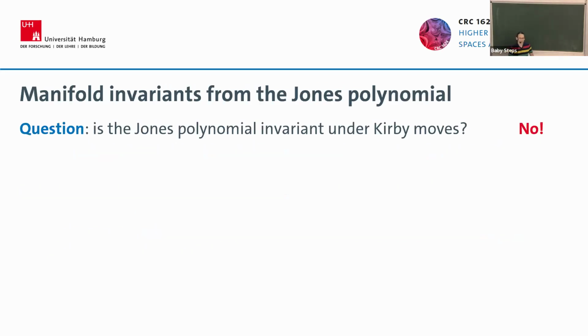Now, let's try to see where such a 3-manifold invariant could come from if the only link invariant that we know is the Jones polynomial, okay? So first question, is the Jones polynomial already a 3-manifold invariant? Is it invariant under the Kirby moves? Answer, no, it's not. Let's ask a different question. Is something related to the Jones polynomial invariant under Kirby moves? Here the answer is yes.